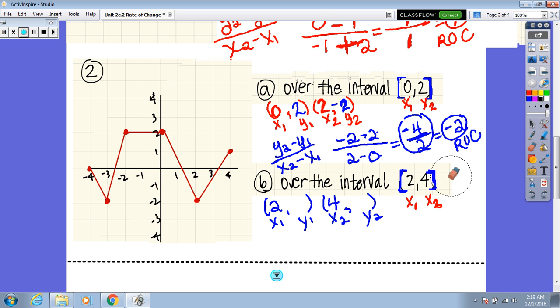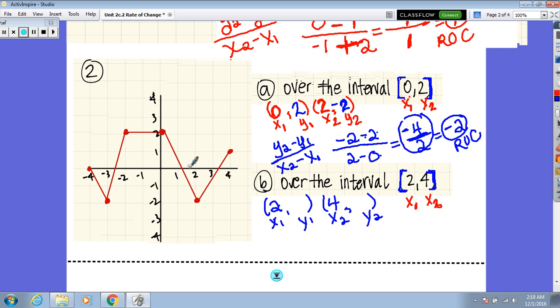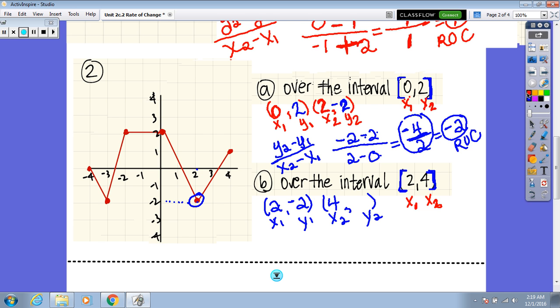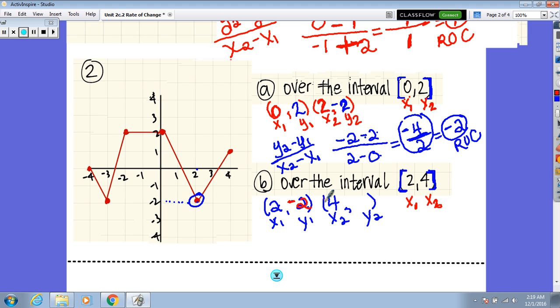Alright, so let's go to where x is 2. X is 2 here. This is my point. Now, what is the y value at this point? -2.